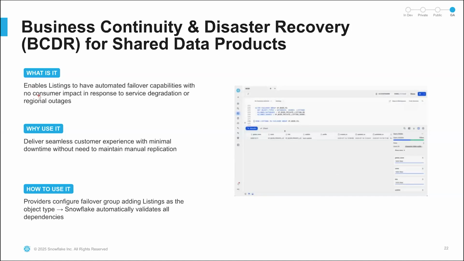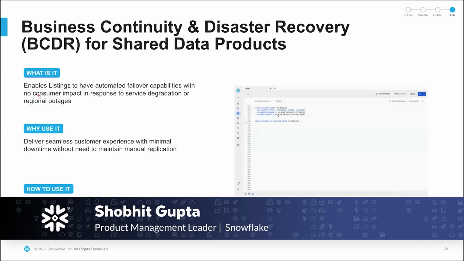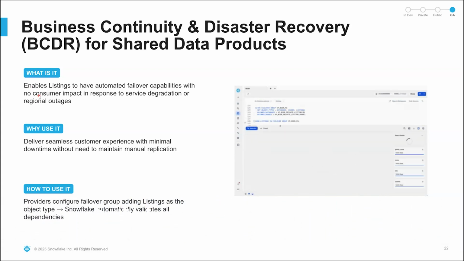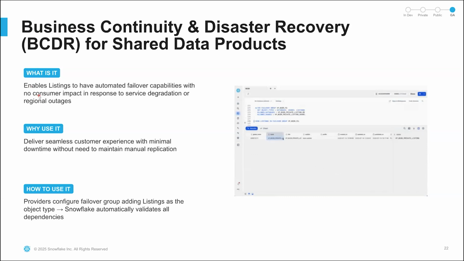Business continuity and disaster recovery is one of the most requested features for data sharing. Enterprise data sharing is all about making sure your data is available for your customers in any circumstance. And that is what this feature helps you to do. This helps automated failover whenever there's a service degradation in your primary region.